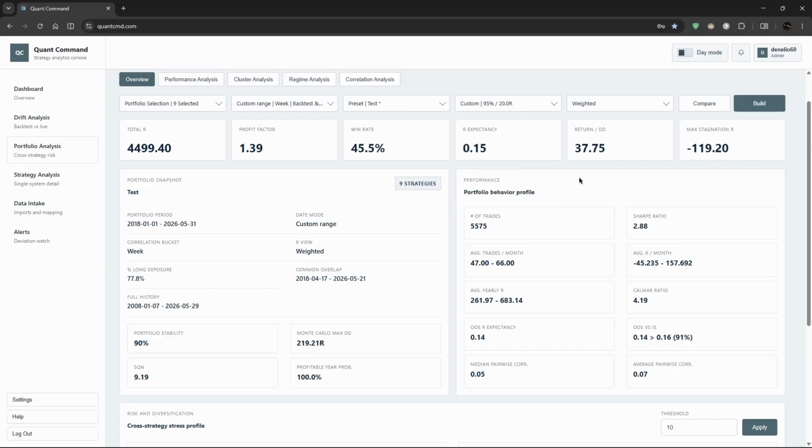And what you can see is, without a doubt, your max drawdown in the past is over 100%. So you would have blown your account in the backtest based on this. Your Monte Carlo worst case scenario drawdown is 219%, and obviously that's not possible, because once you're down 100%, your account is blown.